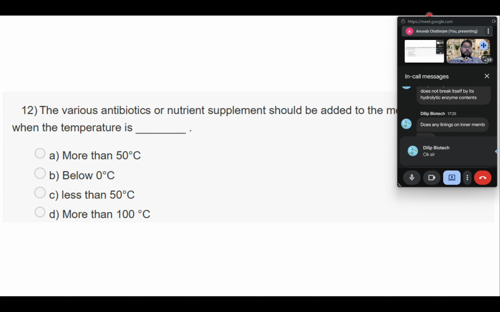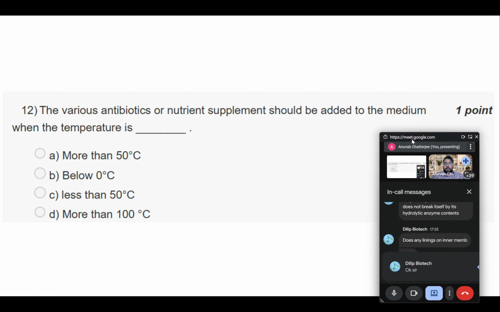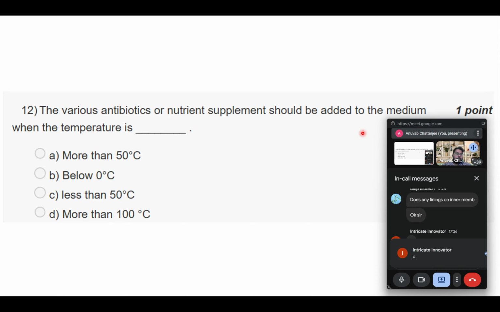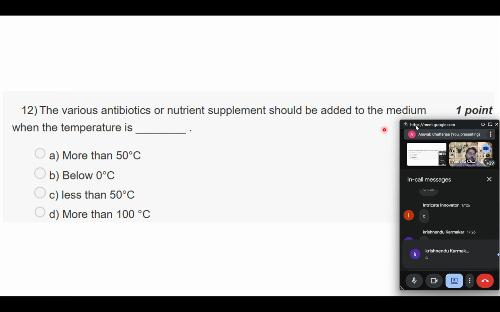Moving on, the various antibiotics or nutrient supplements should be added to the medium when the temperature is: more than 50 degrees, below 0 degrees, less than 50 degrees, or more than 100 degrees. For context, this is talking about media that you make to grow cells. Normally the media initially contains only water and things such as agarose that are heat resistant, but antibiotics or nutrient supplements get charred at higher temperatures, so you add them at a later stage. But at what stage do you add them is the question.